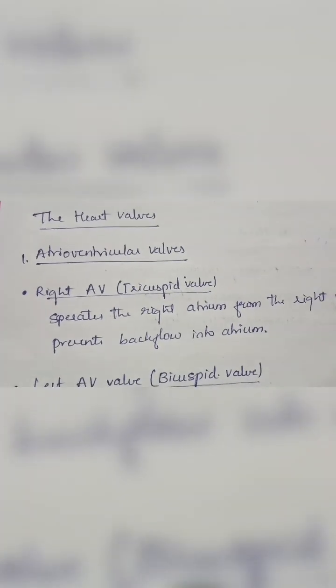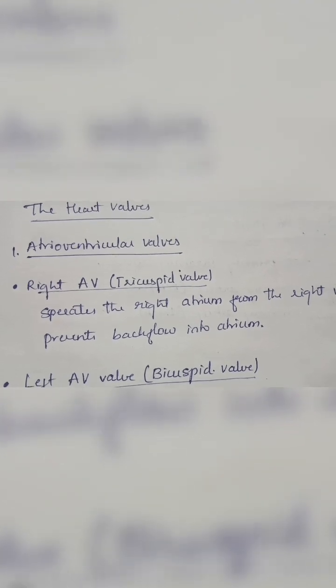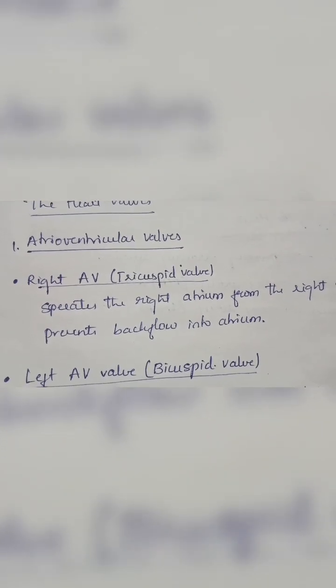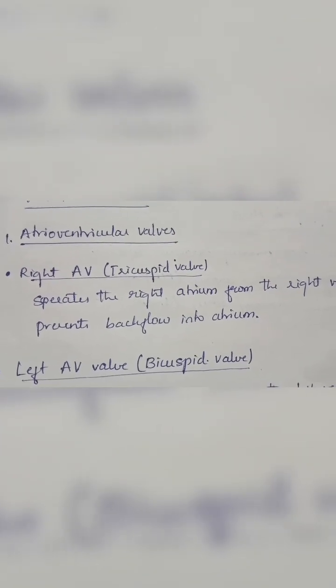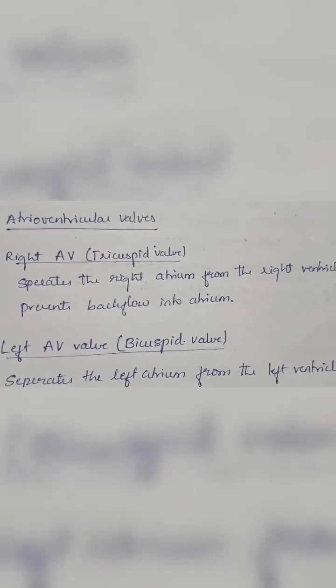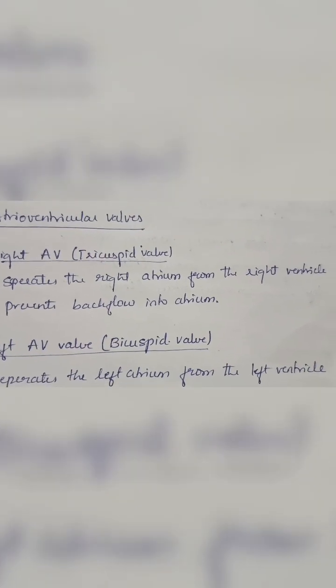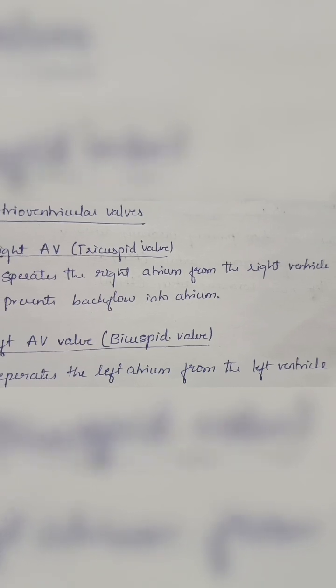The heart valves. Atrioventricular valves. Right atrioventricular valve is also known as tricuspid valve. It separates the right atrium from the right ventricle, and it also prevents the backflow into the atrium.